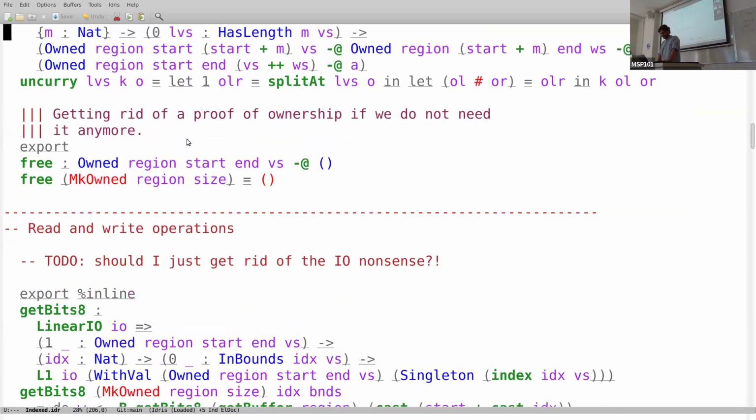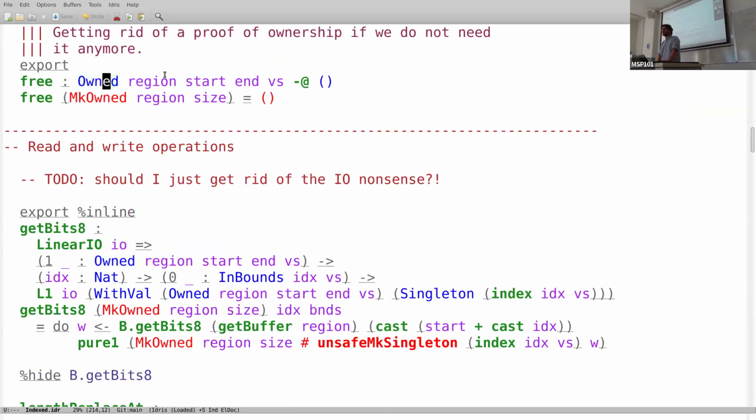Yeah, this is more of this. We can throw away a proof of ownership because there's no reason to be forced to use it. In this case, the buffers are garbage collected, so we don't free anything. It's very easy. Plus, here we wouldn't want to free because for all we know, it's not the full slice, so that could be problematic.